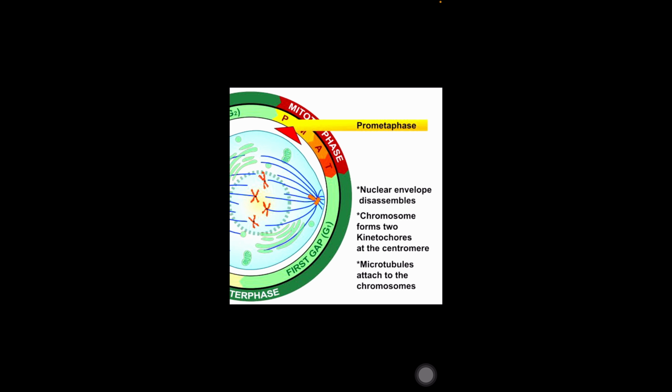So after that, we have the metaphase. The metaphase is when the chromosomes align in the metaphase plate. As you can see, it aligns in the middle, called the metaphase plate, like the equator.